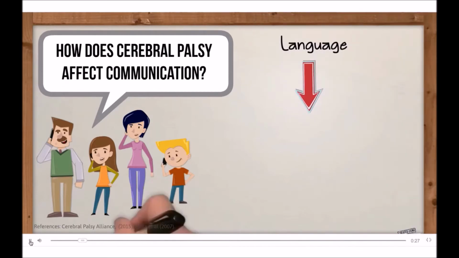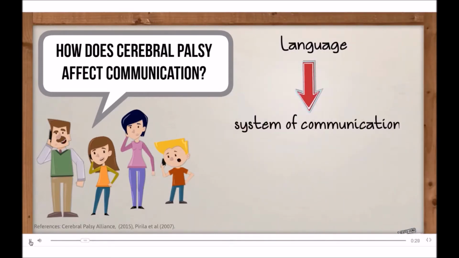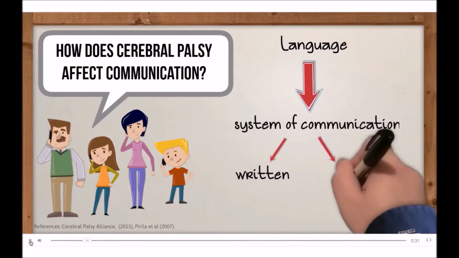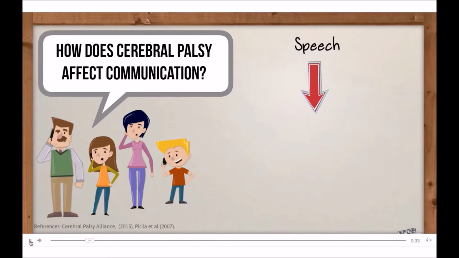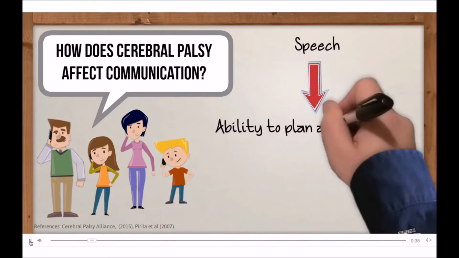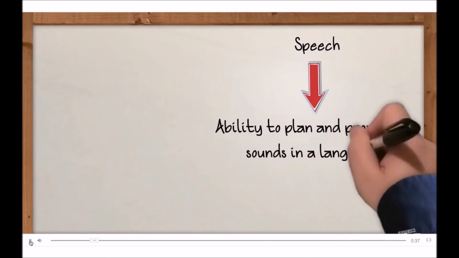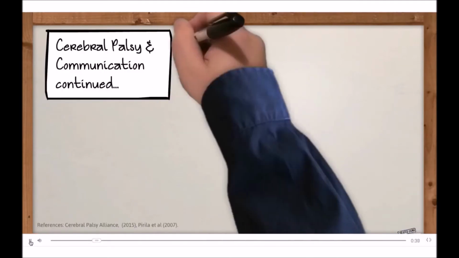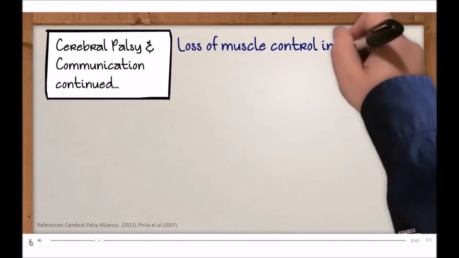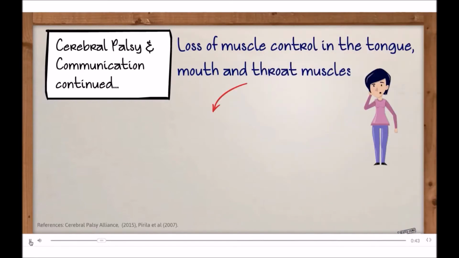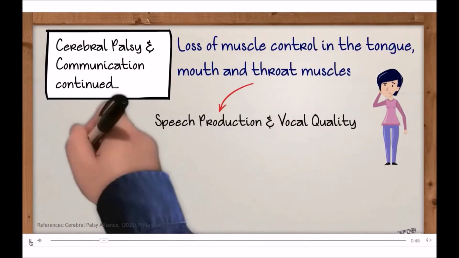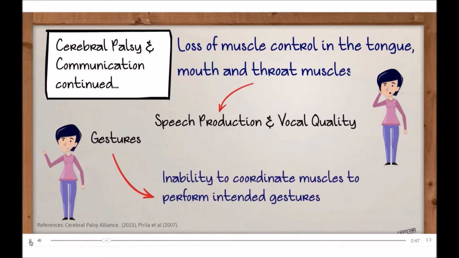Language is a system of communication that can be both written and spoken. Speech is the ability to plan and pronounce certain sounds within a language. Loss of muscle control in the tongue, mouth, and throat may impact speech production and vocal quality. Non-verbal ways of communication, such as gesturing, may also be impacted due to the inability to coordinate certain muscle groups.